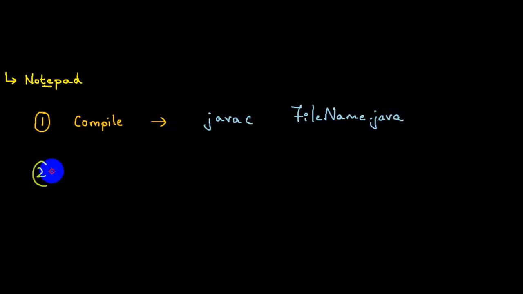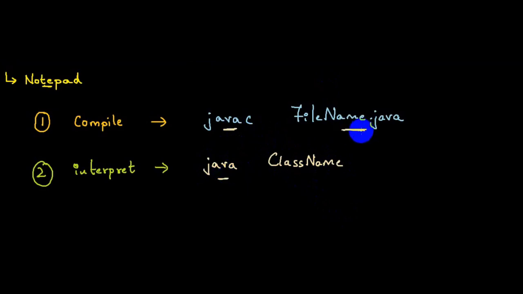Rule number 2, I have to interpret it. After compiling, I have to interpret. In order to interpret, I will make use of this particular command here. What is it? java. I have to just give the class name. Since class name and file name are the same, you can give anything. First javac, then java. Here you have to give filename.java. Here you have to just give the class name. Okay, because both are same. Now you go back to your command prompt.